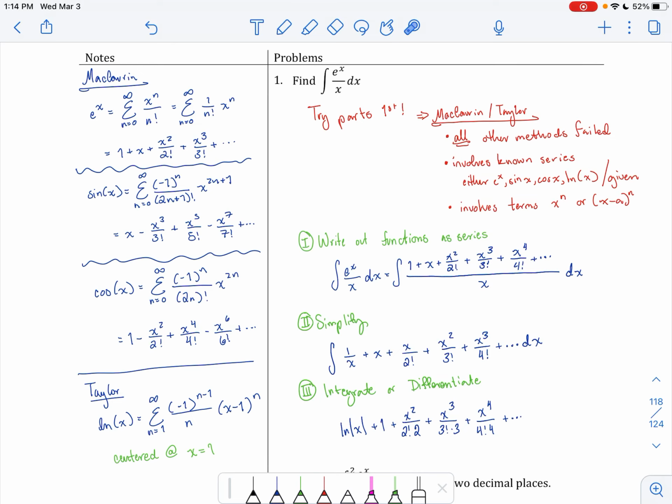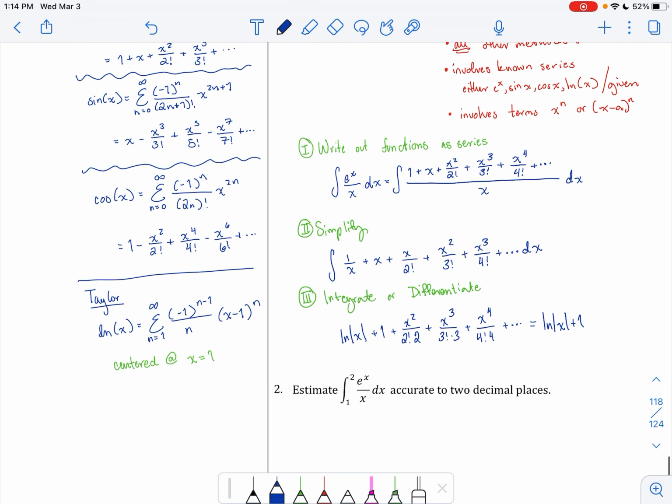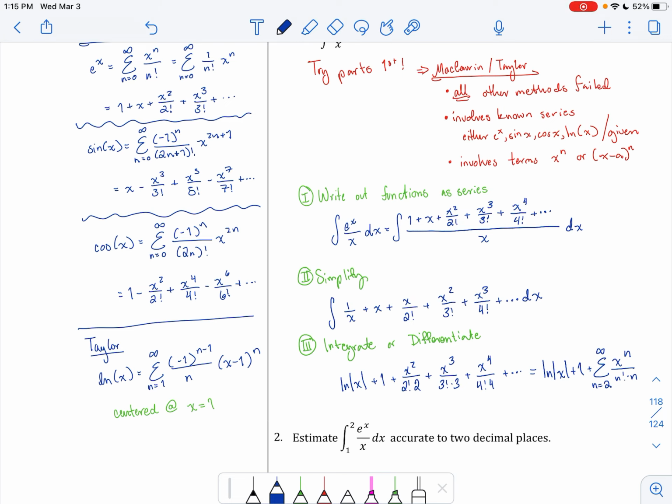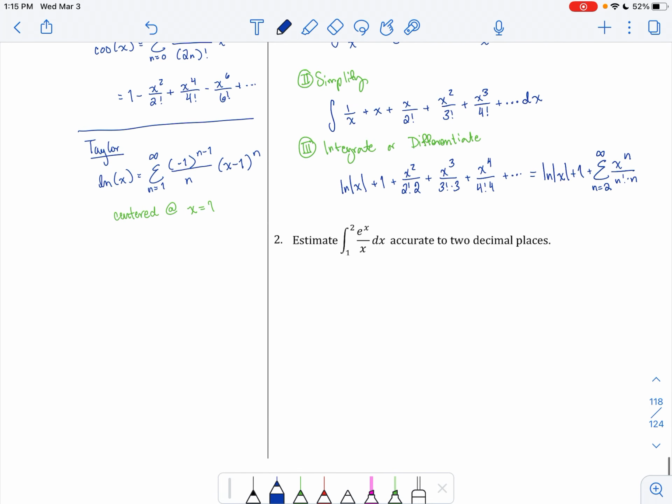Now you can leave it like this. You'll probably notice that some of these terms just simplify very neatly. So you might see your final answer written as ln of x plus 1, and then the series in this case of n starting at 2 to infinity of x to the n over n factorial times n. So you might see either of these two answers written in that place. And this is, again, one of the few places where you actually really want to use your Taylor and Maclaurin series. You can also use them here to estimate the integral to 2 decimal places.